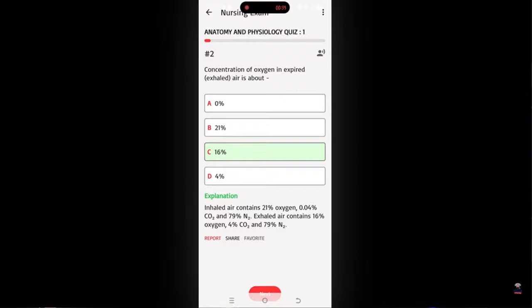And 79% N. Exhaled air contains 16% oxygen, 4% CO2 and 79% N.